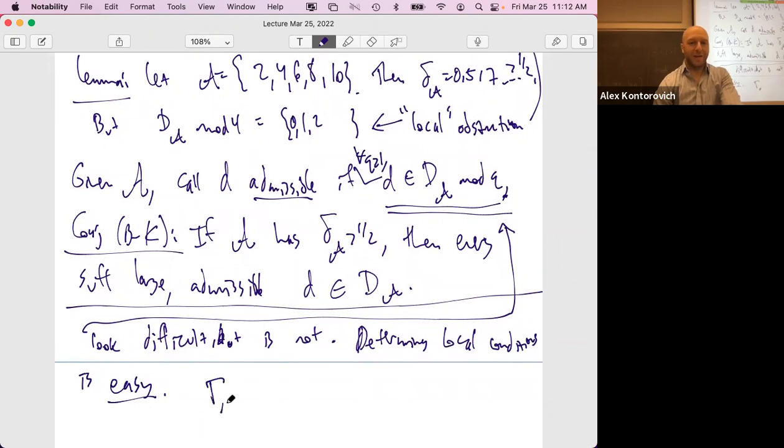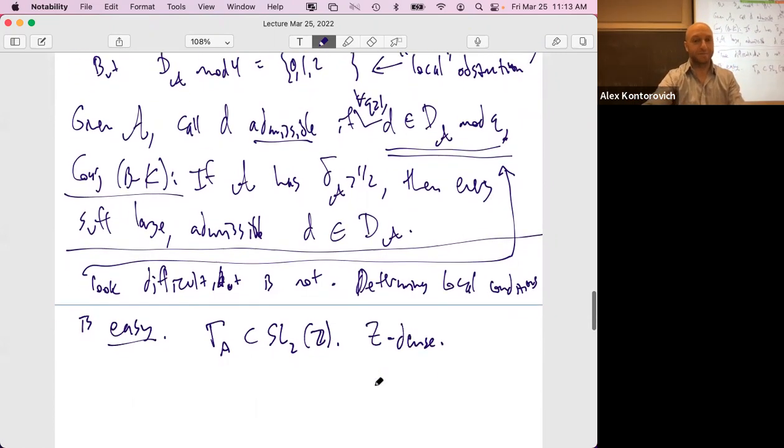So gamma A is some subset of SL2Z, and it's a Zariski dense subset of SL2. As we said, any polynomial that vanishes on all of A also vanishes on all of SL2 over any ring, but in particular over SL2Z. This would be independent of the alphabet, as long as the alphabet has at least 2 elements.